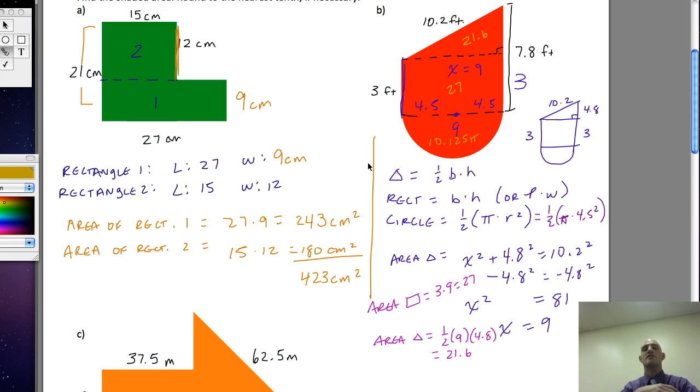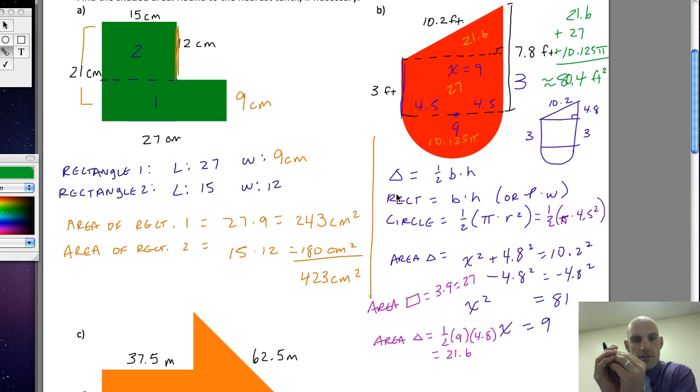The area of the whole figure is the sum of those three things. So here I go. I'm going to add 21.6 plus 27 plus 10.125 pi. And this is my whole area. So 21.6 plus 27 plus 10.125 pi equals 80.4 feet. Find the area of the three things. Add them all together. That's a composite figure.